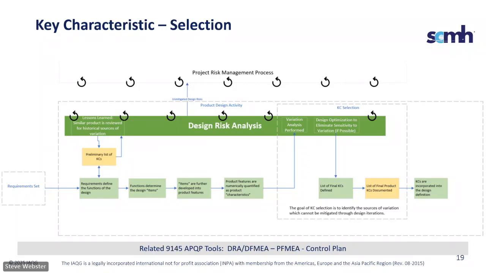A really important thing to note here is that the goal is to have no KCs. Now, what do I mean by that? We should strive to eliminate variation from our designs and manufacturing processes. And if we're able to do so, then we won't need KCs. Let's take a look at control of key characteristics. Next slide, please.